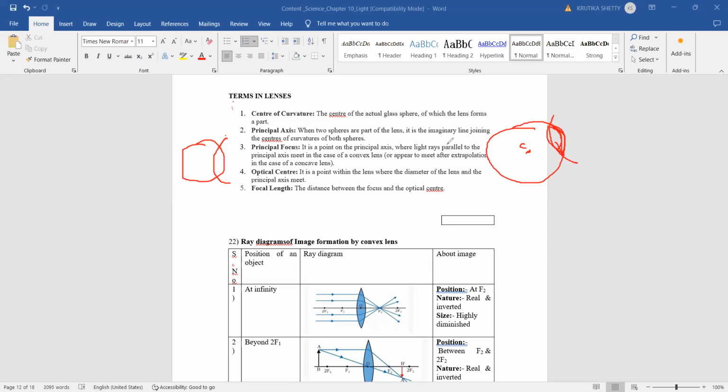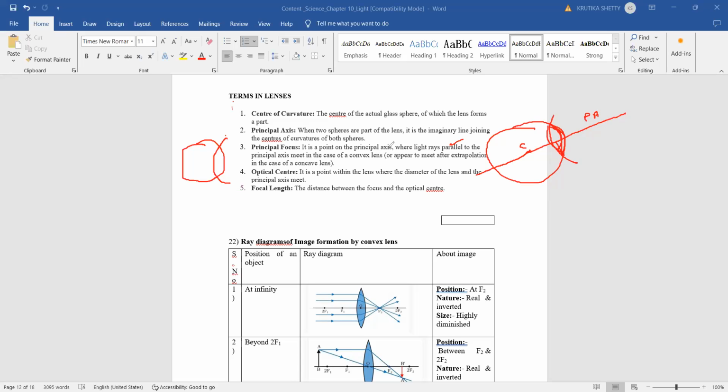Next we have the principal axis. It is an imaginary line joining the centers of both of the spheres, of which the lens is a part. It is called the principal axis. Then the third point over here is principal focus.